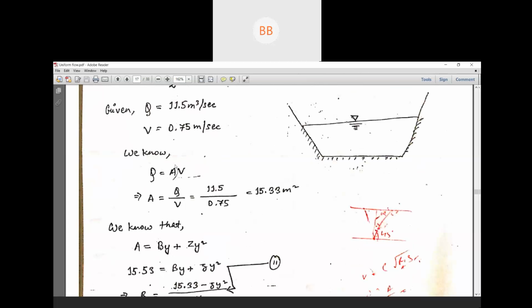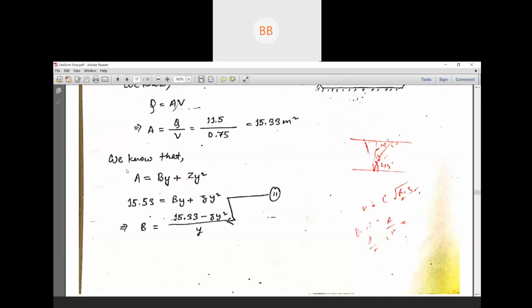To find out the area, this is very simple. You just have to use the equation and find out the area. That is, discharge is equal to area into velocity. Discharge is already given, velocity is also given, so you can directly find out the area. Then use the area equation to find out the value of the width of the channel, that is your bottom width.